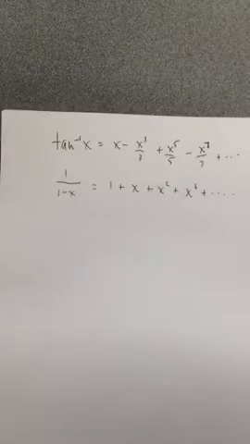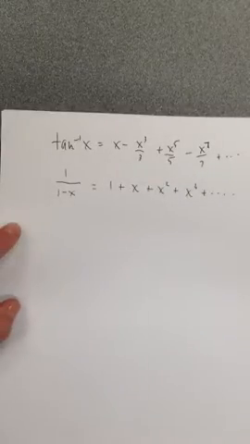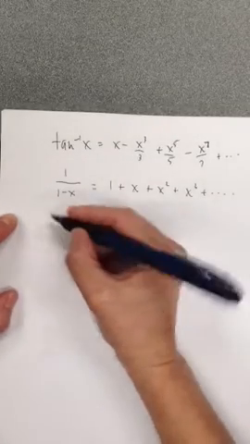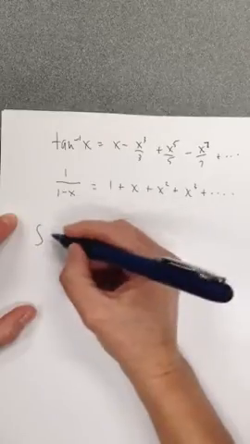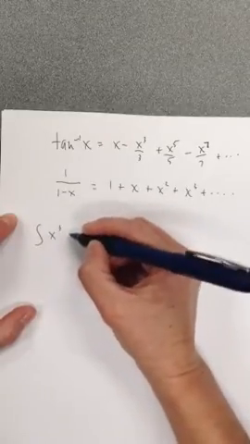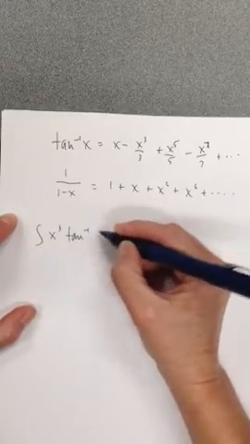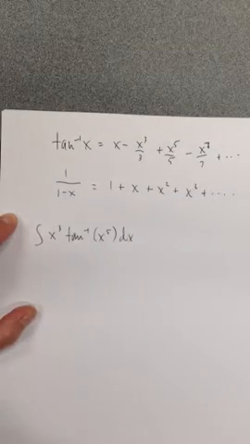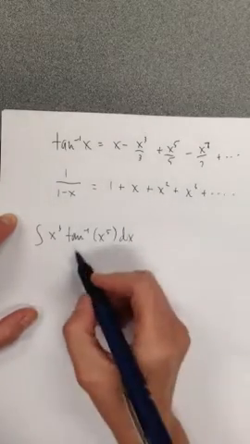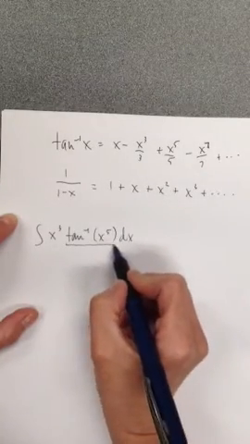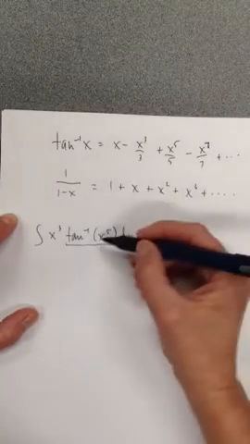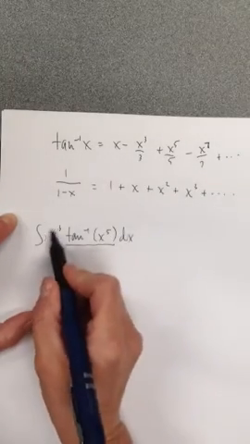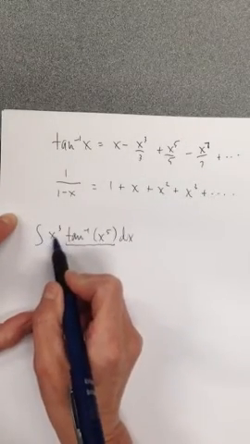Okay, so these are going to be the two power series that we start with when we want to find power series of new functions. So suppose I want to integrate x cubed times the inverse tangent of x to the fifth dx as a power series. Well, what I can do is use my power series for inverse tangent of x up here to get a power series for inverse tangent of x to the fifth. And then I can just multiply each term by x cubed.